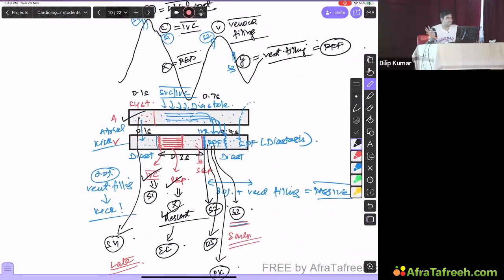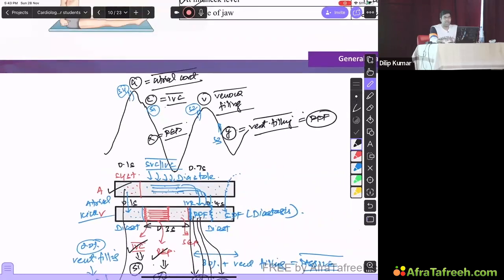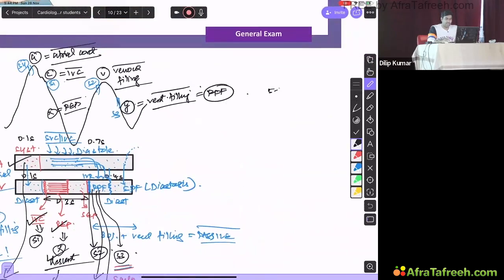So now we are going to the abnormalities. And what is a normal JVP? 5 to 8 centimeters. Okay, this is a normal JVP. 5 to 8 centimeters of water.